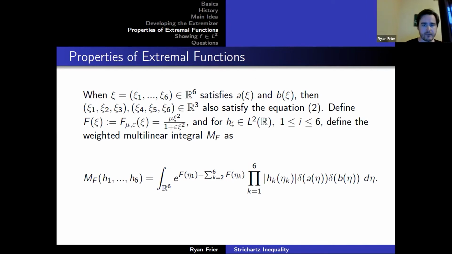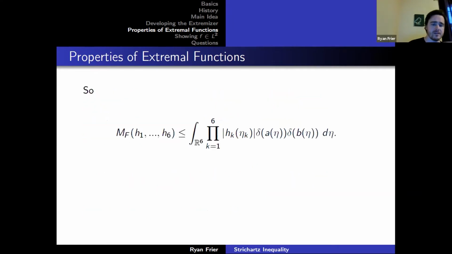Using this, and for some functions that are L2 functions, we're going to define the weighted multilinear integral to be the integral of e to this difference here, where it takes the first one and then subtracts off everything else, times the product of all these. Again, since this is increasing, it can be shown pretty quickly that this is less than 0. Since that's less than 0, this weighted multilinear integral is bounded above by the integral of these products with these deltas attached on to the end.